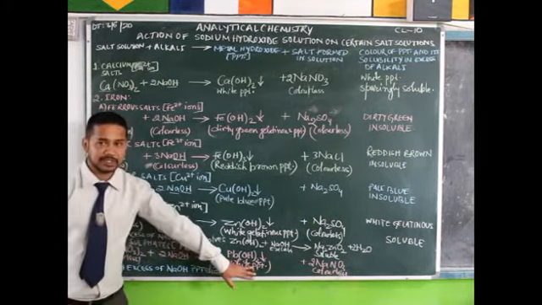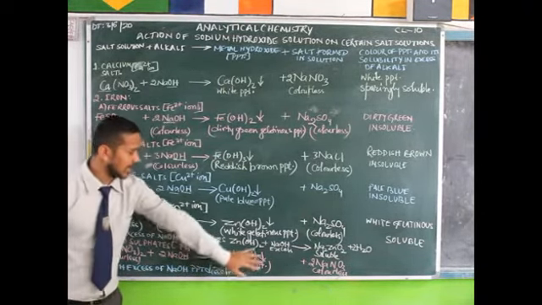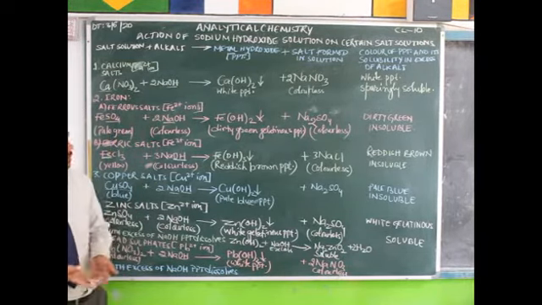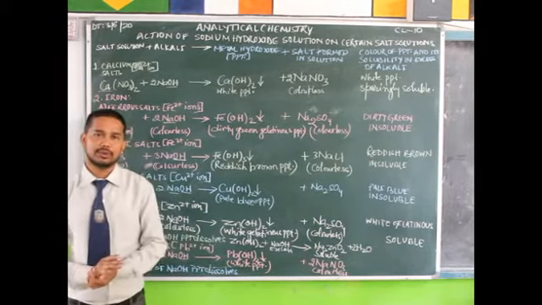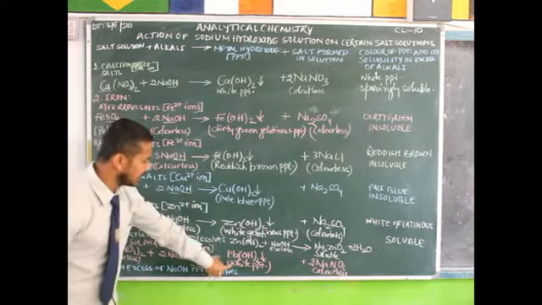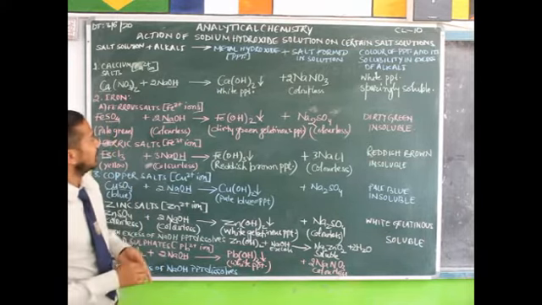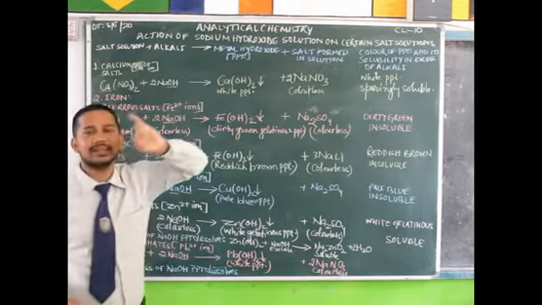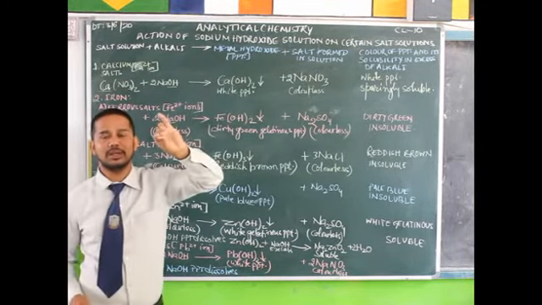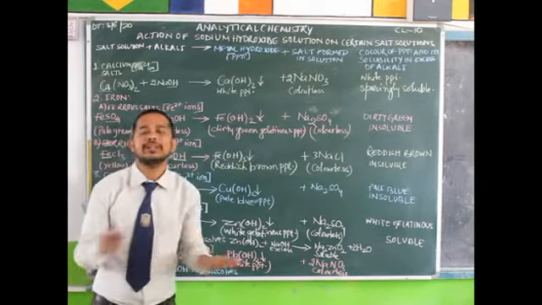So white PPT, and you must be thinking, okay, with calcium hydroxide also it is white PPT, and with lead hydroxide also it is white PPT. So how to know which is calcium ion and which is lead ion? For identifying calcium ion and lead ion, you go on adding sodium hydroxide drop by drop. Then this is slightly soluble, not completely soluble. Calcium hydroxide is slightly soluble in excess of sodium hydroxide solution, but lead hydroxide is completely soluble.